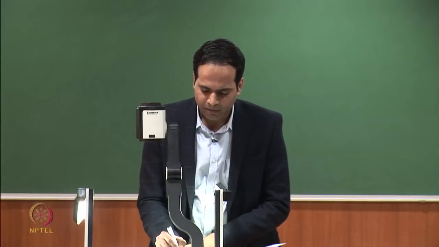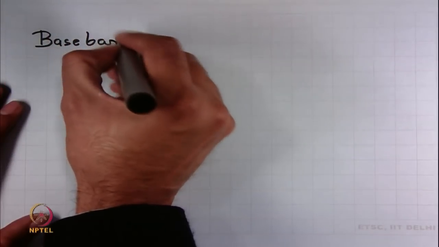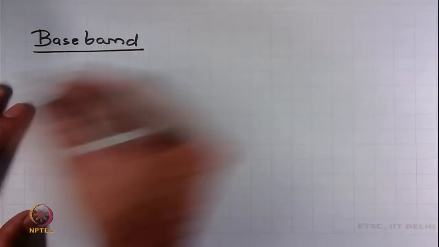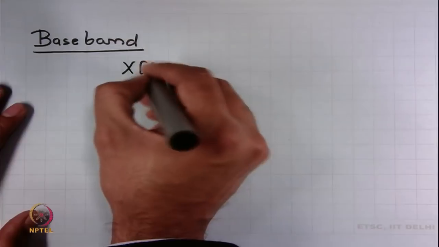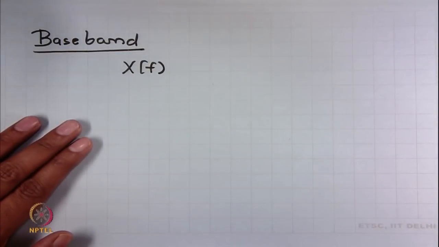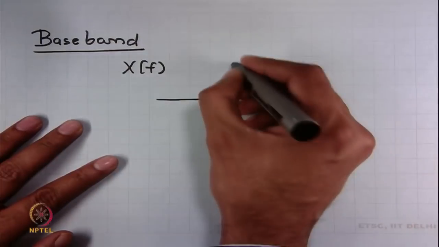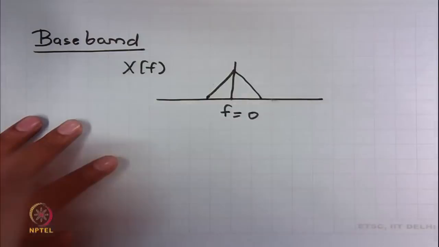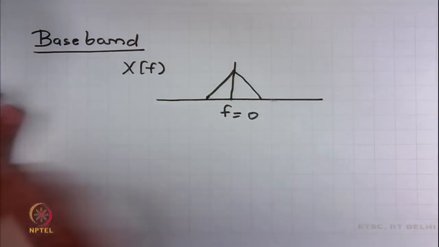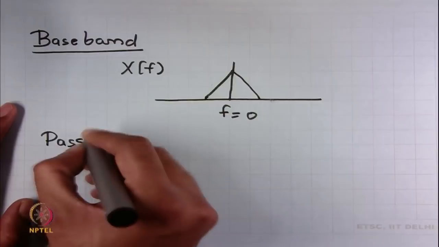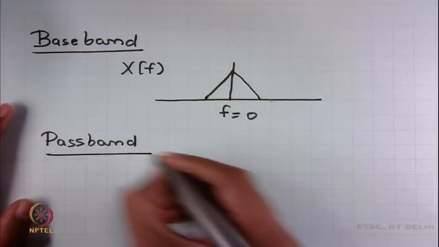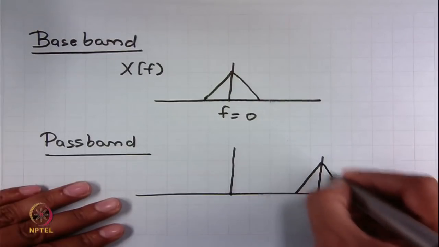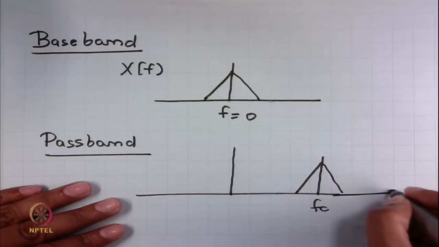Let us first start by revising the definitions of baseband and passband signal. So, remember, we have already talked about this, I am just revising it. A baseband signal is a signal whose spectrum is centered at around DC. And a passband signal is a signal whose spectrum is centered around some higher frequency. Typically, we call that higher frequency Fc.